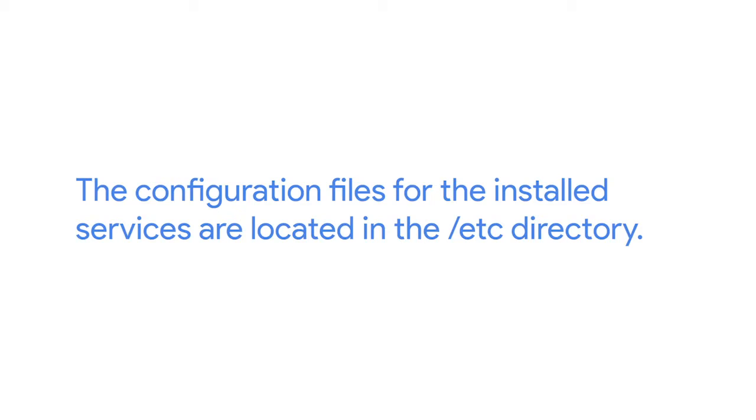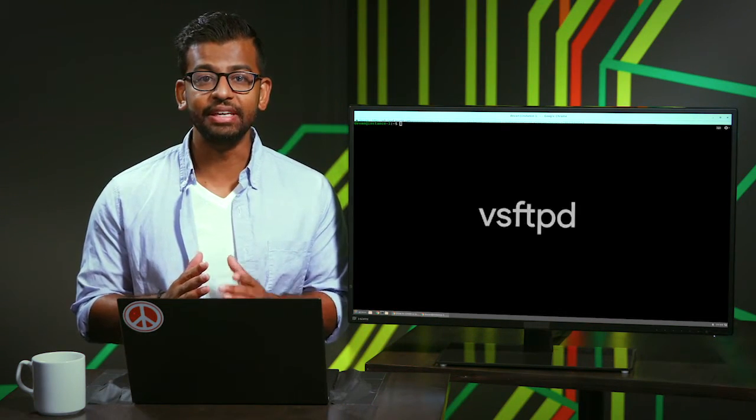On Windows, most of the configuration is stored in the registry. This can be modified using graphical wizards or using the set service command. On Linux, the configuration files for the installed services are located in the etc directory. And while some software may ship graphical configuration editors, you typically have to edit the configuration files with a text editor. Let's experiment with a simple FTP server called VSFTPD, a service that gets enabled by default when installed.